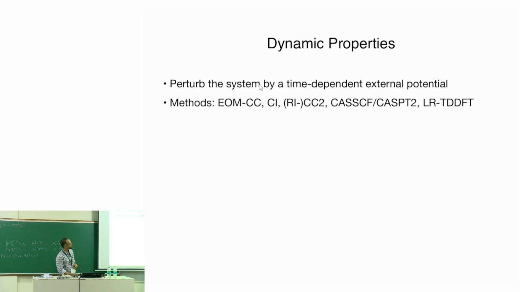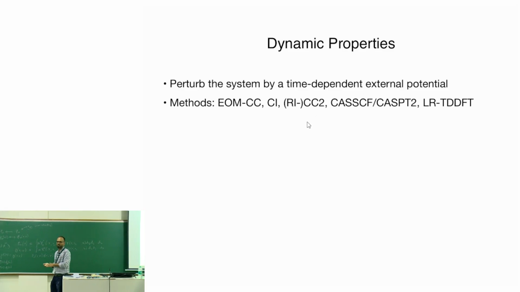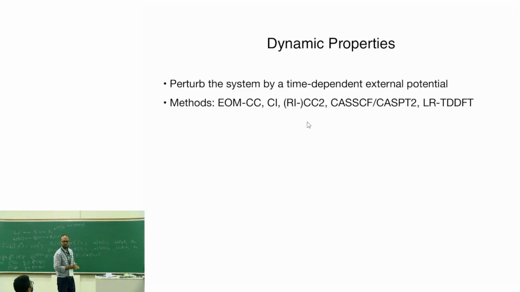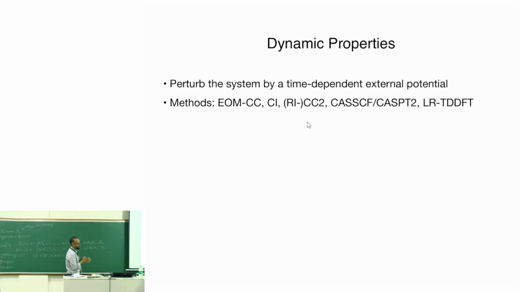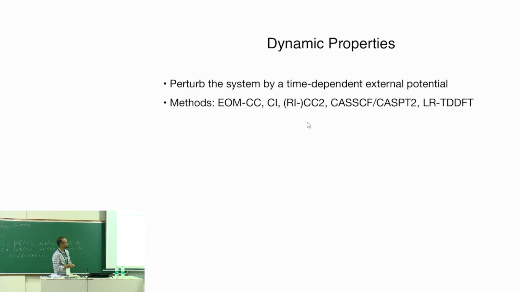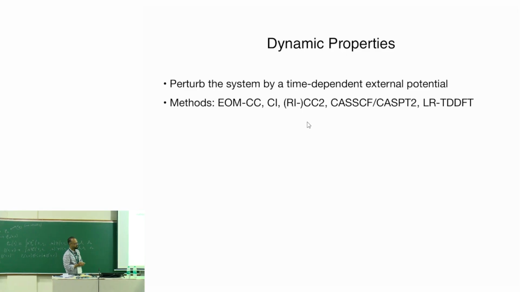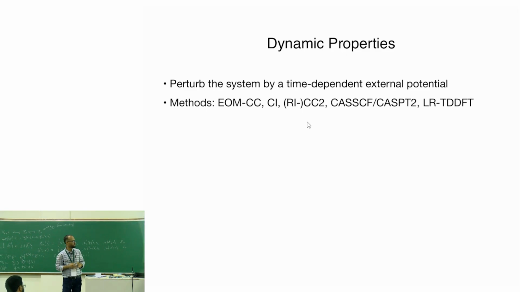Static properties have no time dependence, and in dynamic properties you have time dependence. So instead of perturbing simply with a time independent constant field, you will be applying a time dependent, say oscillating, field. You perturb the system by a time dependent external potential, and then you get dynamic properties. What are the methods that you use for computing dynamic properties? There are so-called equation of motion coupled cluster methods, which Professor Pal was an expert on, and he discussed some coupled cluster methods with you. You can use even configuration interaction methods. You can also use methods called CC2 and so on and so forth, and CAS-SCF methods. And the method that we are going to be interested in is linear response time dependent DFT.